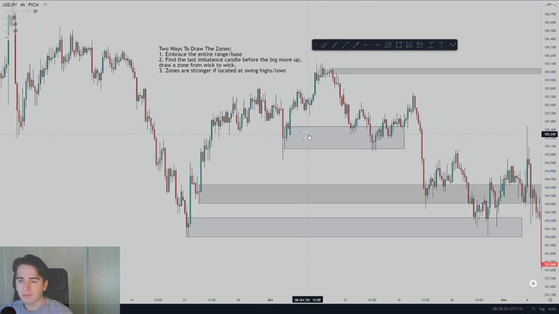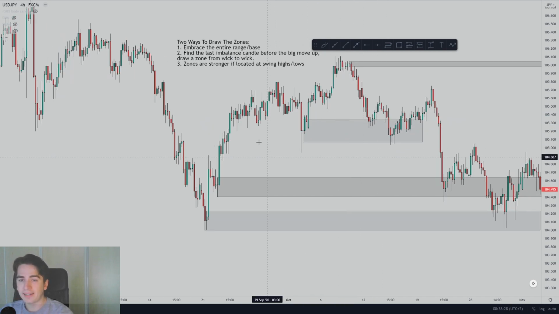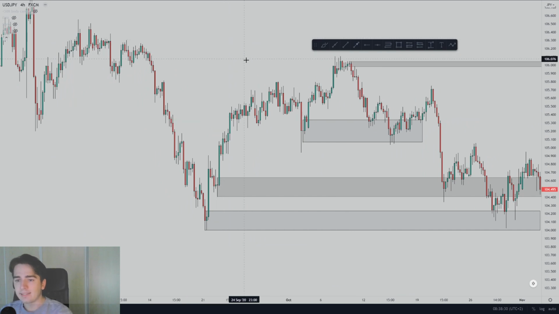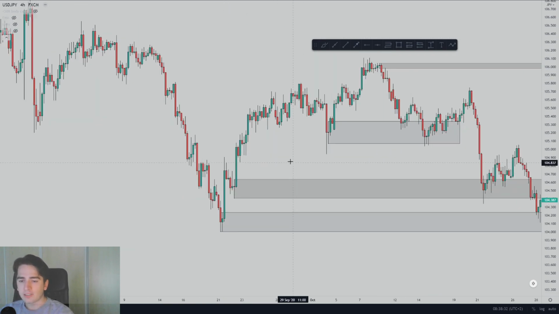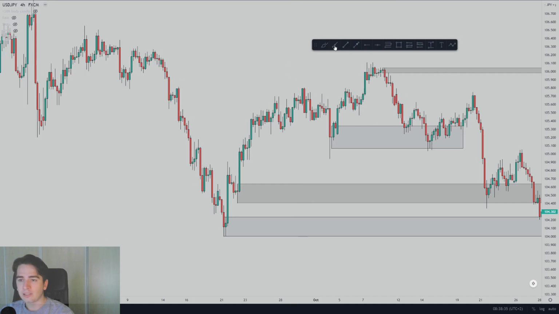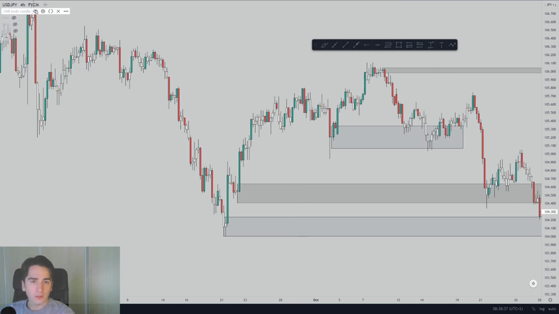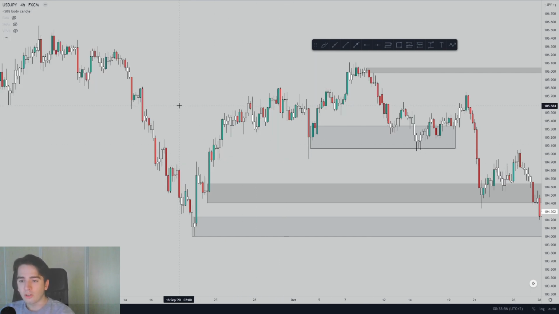As you can see, I have a few zones drawn on my charts over here, and I'm just going to delete this text. Let's turn on the 50% body candle indicator for you guys, because those are called imbalance candles. Those 50% body candles are the imbalance candles. If you want to have this indicator as well, just go to indicators and type in 50 percent body candle.